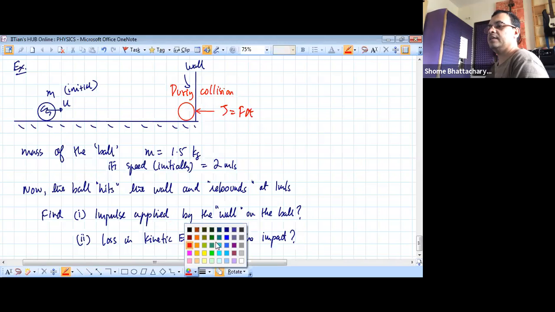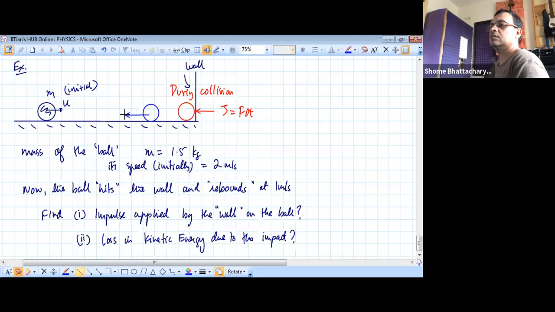And as a result of that, now what is happening? The ball finally is moving like this. It's having a velocity in the opposite direction. So the final state of motion of the ball is now like this. So this is the final state.